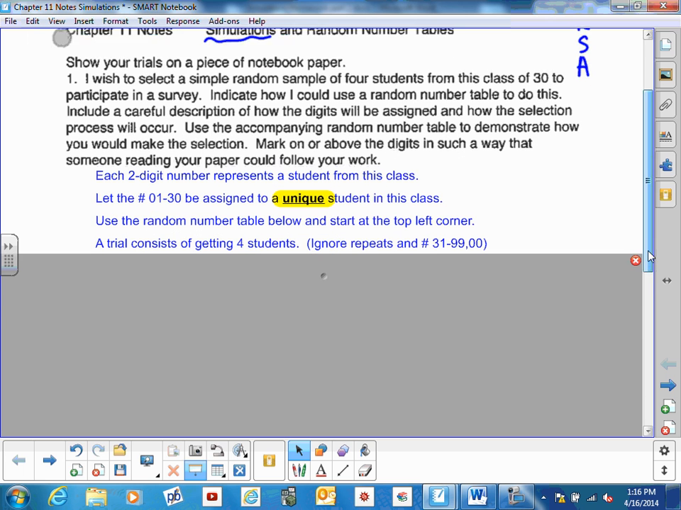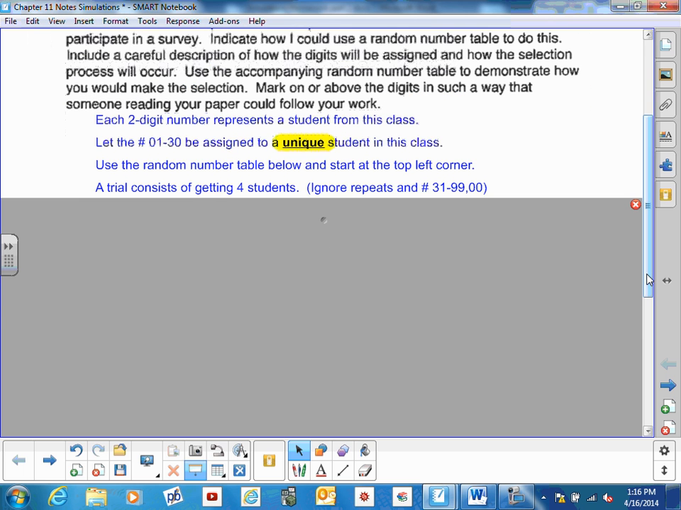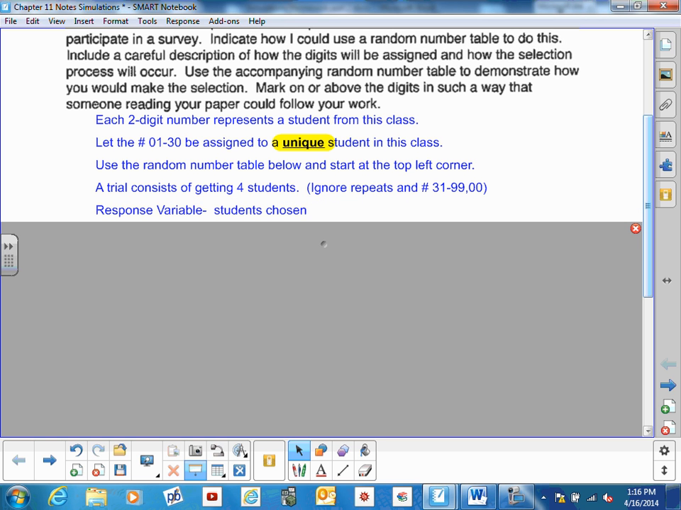R is next. That is what response comes out of a trial. In the trial, what will be the response that comes out in this case? When you're done with the trial, what's your response? The students chosen.